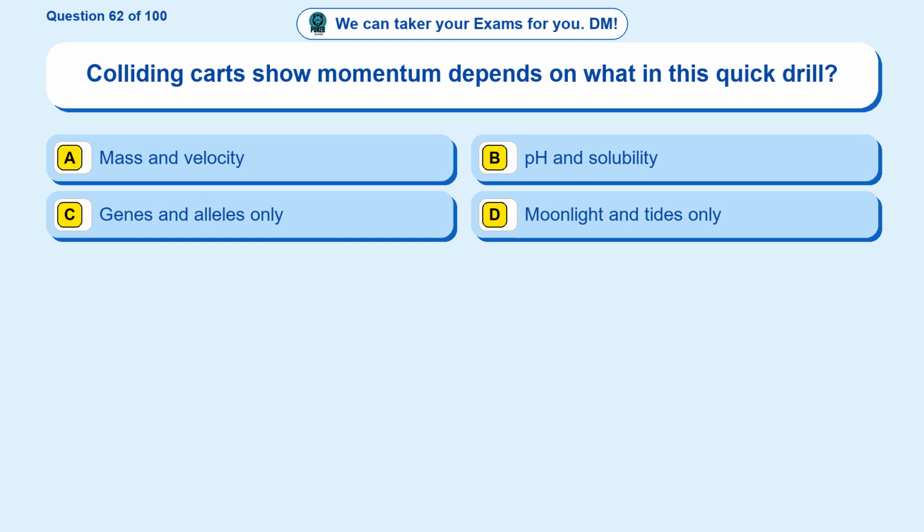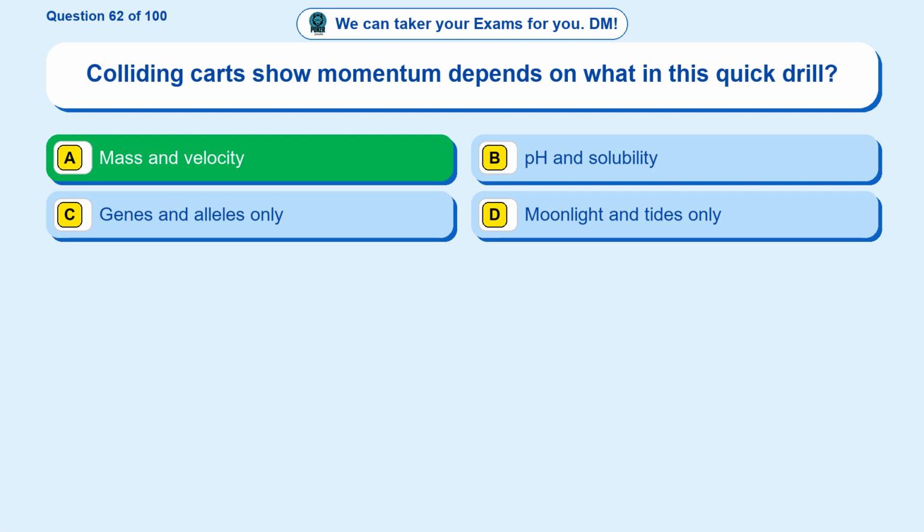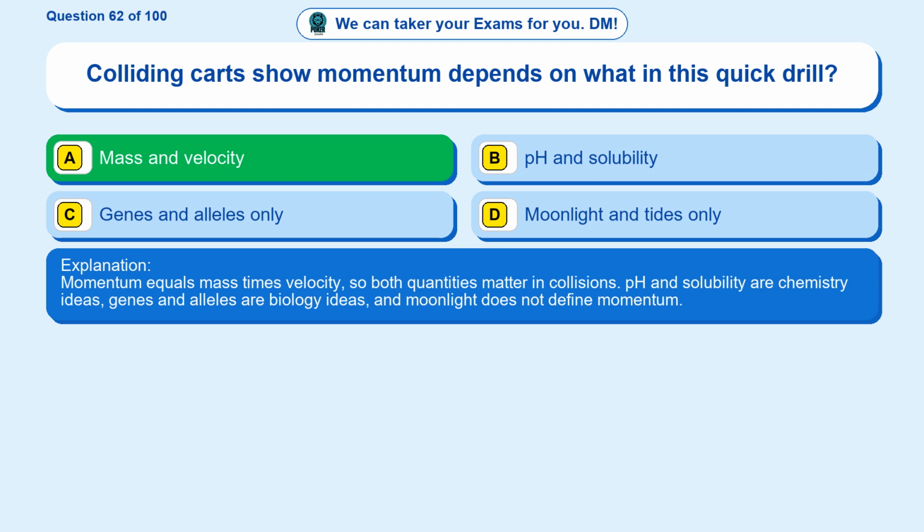Question 62. Colliding carts show momentum depends on what in this quick drill? Option A, mass and velocity. Option B, pH and solubility. Option C, genes and alleles only. Option D, moonlight and tides only. The correct answer is option A, mass and velocity. Momentum equals mass times velocity, so both quantities matter in collisions. pH and solubility are chemistry ideas, genes and alleles are biology ideas, and moonlight does not define momentum.